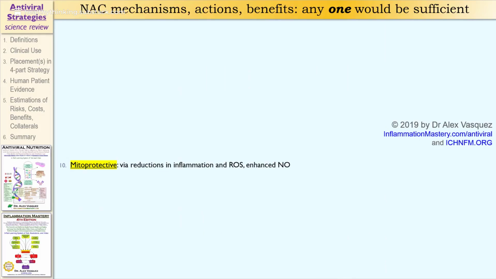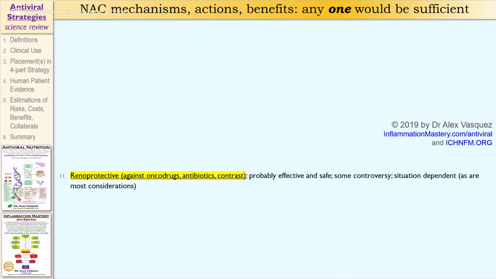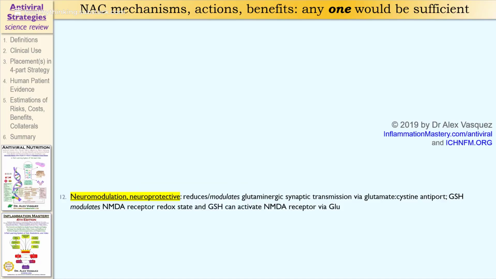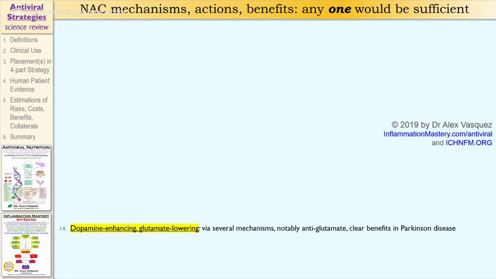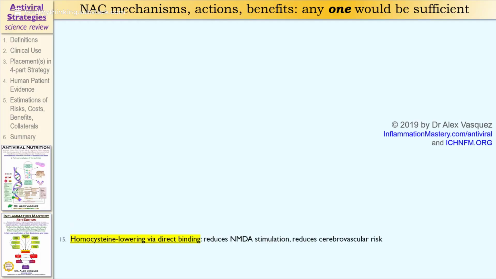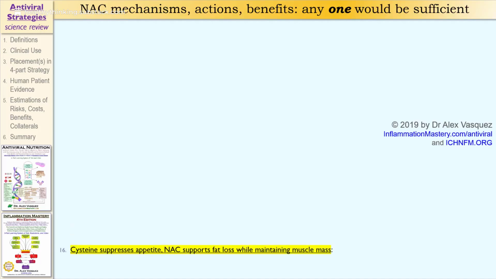Number 10 on my list, NAC helps protect mitochondria. It also helps protect kidneys. It also helps to protect the brain, so it's neuroprotective and neuromodulating by affecting glutamatergic neurotransmission, and I'll discuss that more toward the end of today's presentation. It also helps to lower a group of tryptophan metabolites called kynurenines. It also helps to enhance dopamine while lowering, as I just mentioned, glutamatergic neurotransmission. It also helps to lower homocysteine by direct binding.